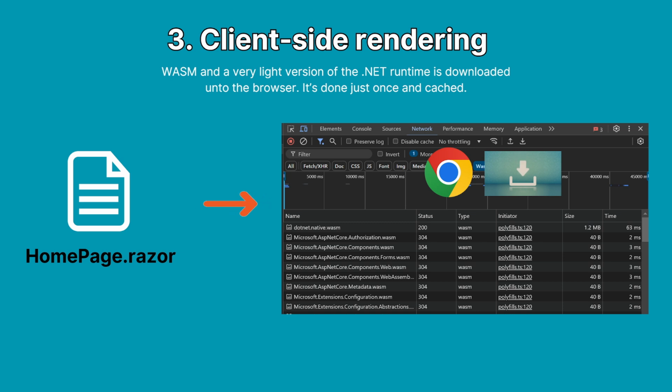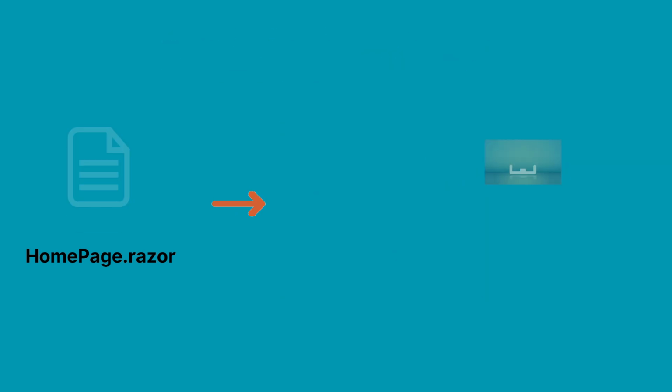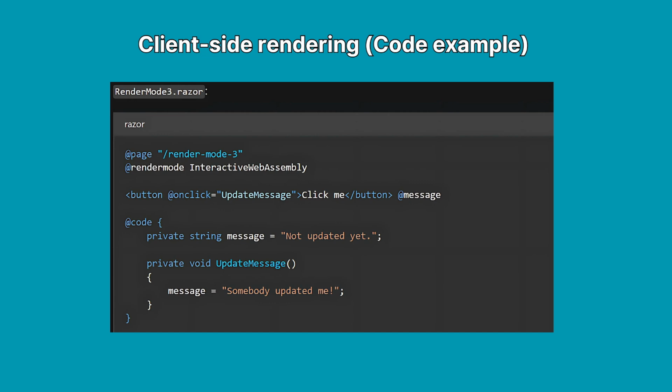So this makes it extremely fast and efficient. So let's look at an example of how we will declare a component as interactive WebAssembly, right? Over here in our code example, we have the render mode as interactive WebAssembly, and this is the directive that we use to determine when a component is like that.